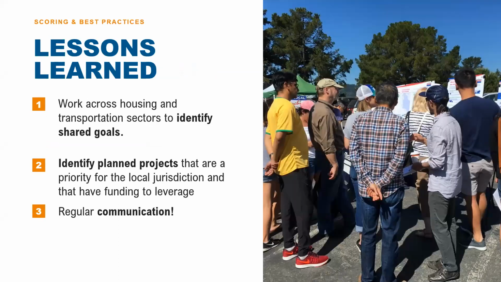So let me just recap that case study. That was a really good example of where all the public partners came together and really made this a successful application. And now I'll talk about some lessons learned. Based on some of these case studies of examples of awarded projects, it's important to remember that you work across housing and transportation sectors to identify shared goals. That's number one. Secondly, you want to identify planned projects that are a priority for both the local jurisdiction and the housing developer and the community, and that have funding to leverage. And then lastly, but most importantly, it's important that you really establish regular communication through weekly calls, for example.